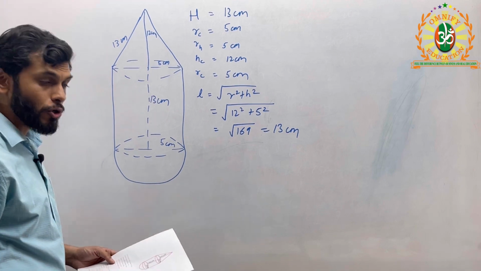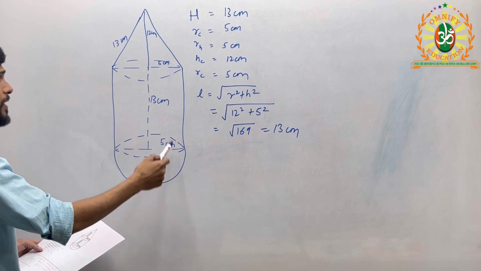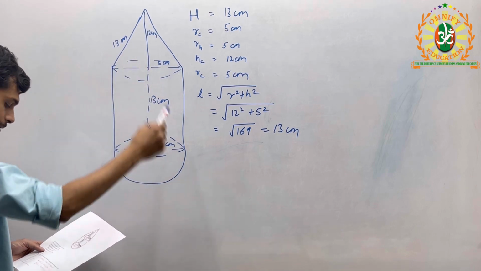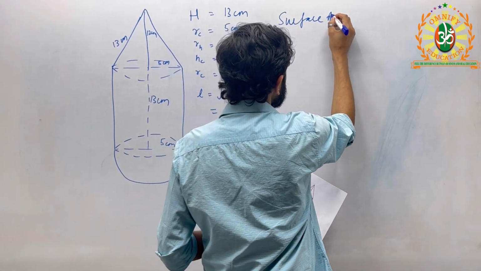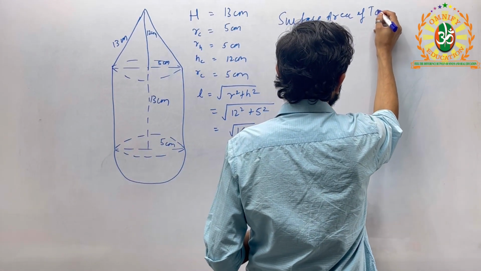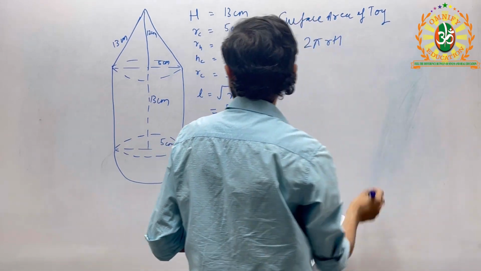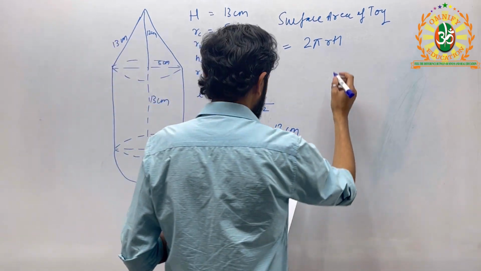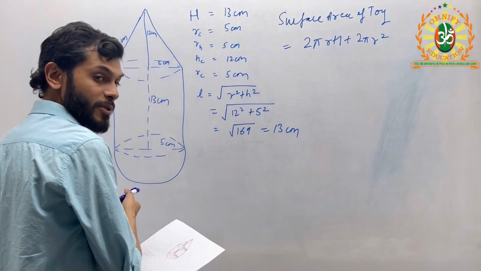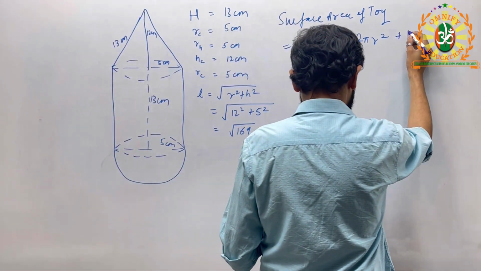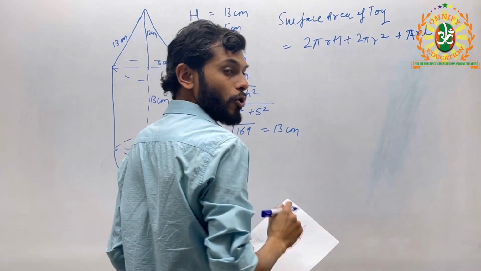The surface area of the toy would be the curved surface area of the cylinder, the curved surface area of the hemisphere, and the curved surface area of the cone. So it can be calculated as the surface area of the toy, which would be equal to 2 pi rh, which is the curved surface area of the cylinder, plus 2 pi r square, which is the curved surface area of hemisphere, and plus pi rl, which is the curved surface area of the cone.